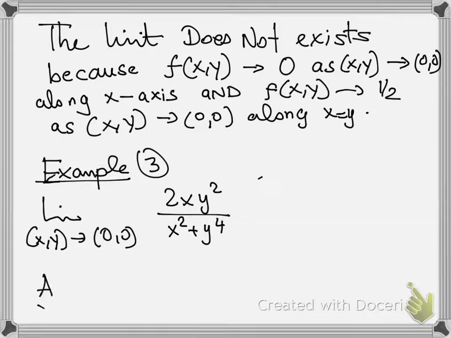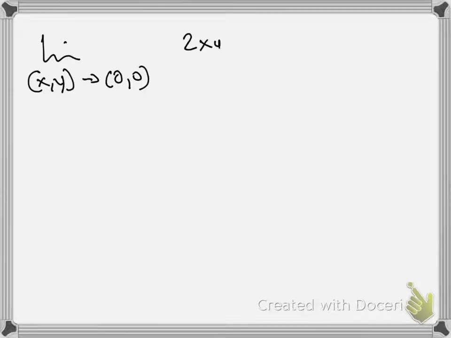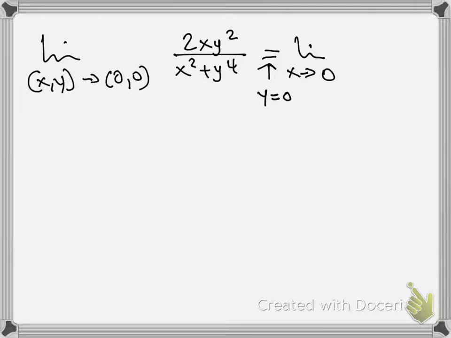If you use, let's say, the x-axis, then y is equal to 0. So along the x-axis, the limit as (x, y) goes to (0, 0) of 2xy squared over x squared plus y to the 4. Here we said x-axis, so y is 0. So y is fixed. So that's the limit as x goes to 0, with y fixed. So the top is going to be 0 over x squared plus 0. So it's going to be 0.